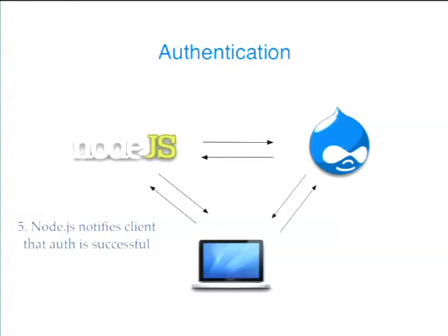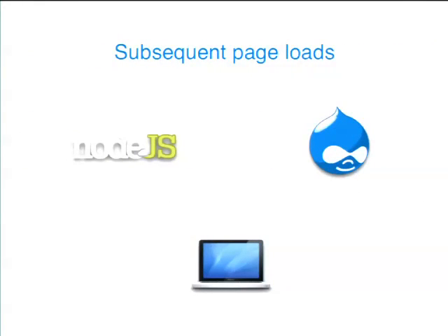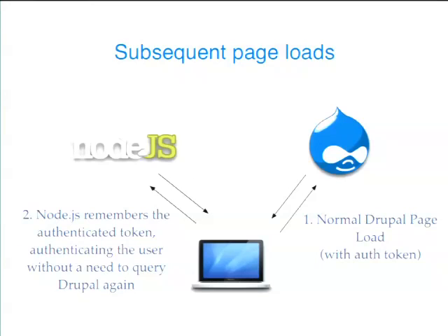So pending the successful receipt of successful authentication and a list of channels, Node.js notifies that client that the auth is successful. There's actually sort of a JavaScript hook that runs, so your extensions can do something with the fact that that socket connection has been created, and now you're connected. On subsequent page loads, Drupal does its normal page load, gets back its auth token, and Node.js remembers the authenticated token, so when we try to reconnect, Node.js just says, OK, you're all good, and reconnects you.